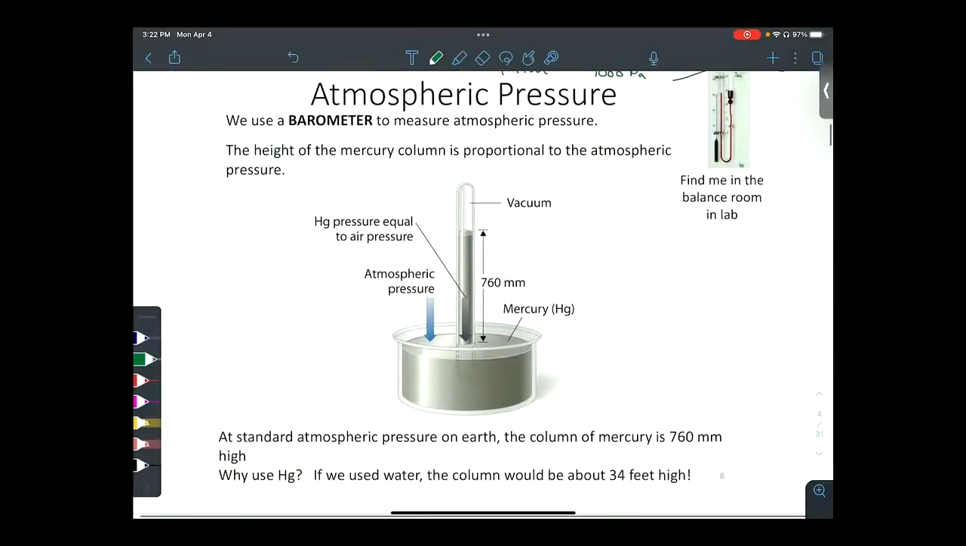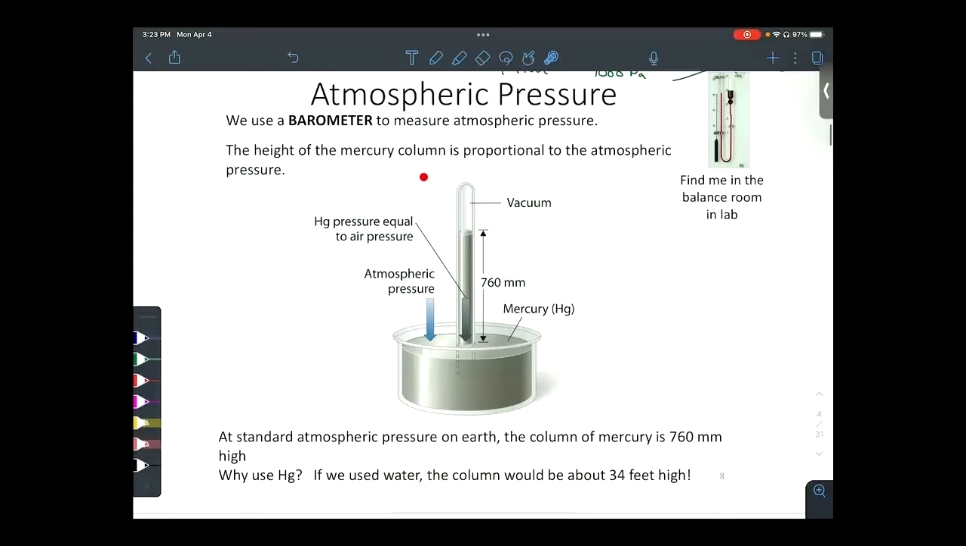But this is the idea of where we get our unit millimeters of mercury, because this device, a barometer, when we fill it with mercury, is how we can measure atmospheric pressure. Remember, pressure is just a force per an area. So when we're on Earth and our atmosphere is pushing down on us, we can have an apparatus like this, a pool of mercury, with a measuring device, which is just a fancy tube that has mercury in it and a vacuum, essentially no gas, no force inside this tube.